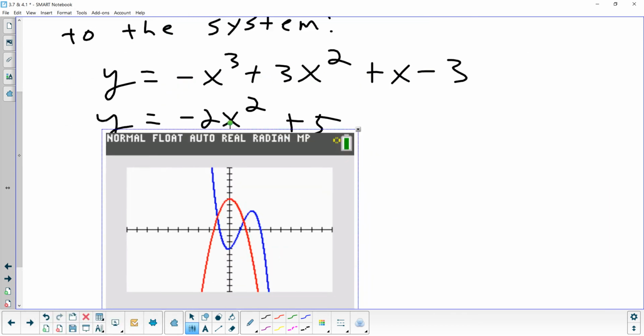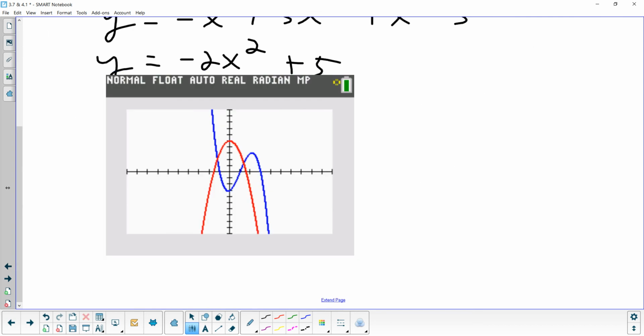So, what's the answer? How many solutions are there to this system? Yeah? I don't think it's going to be 2.